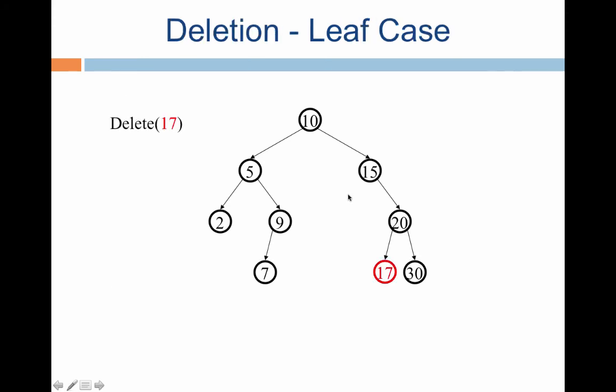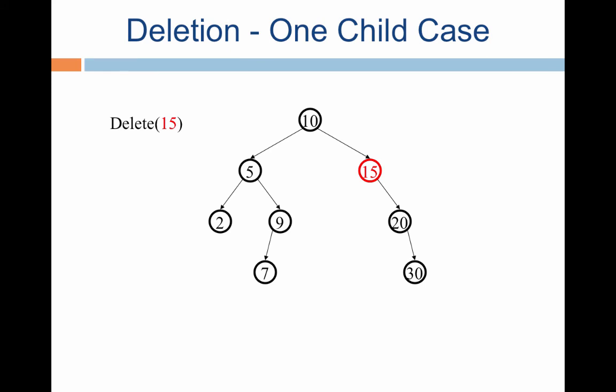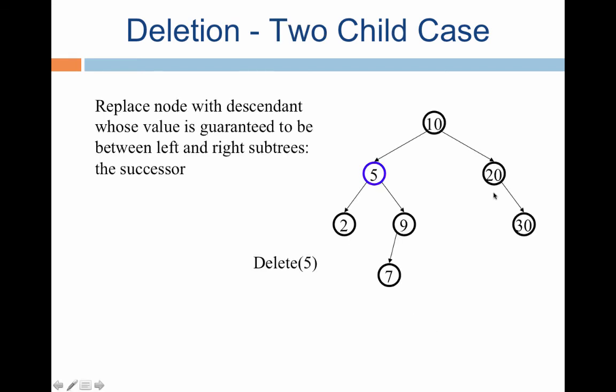So this is what we are going to look at. Let's just see this. Deleting 17 is easy. Just delete it. When there's only a single child, it is again easy. So you want to delete 15, just connect 20 to 10.